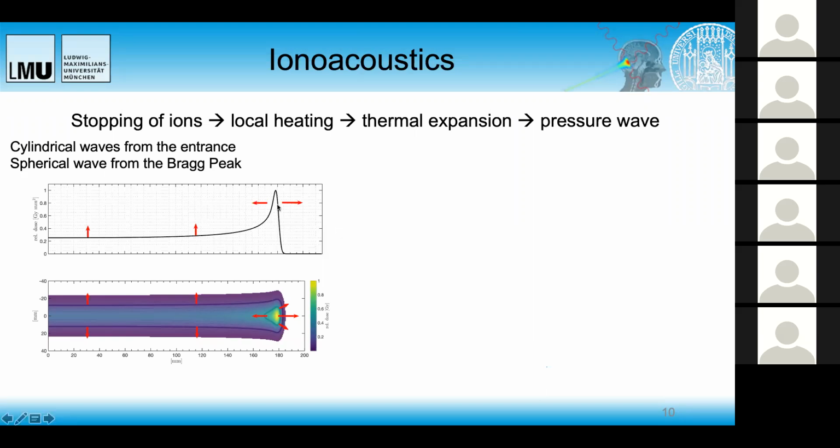And what's also important to mention is when we look now here at the Bragg peak, there are different waves being emitted. So there is also an acoustic wave, a cylindrical wave being emitted from the entrance beam channel, and there is another wave being emitted from the Bragg peak itself, which is an almost spherical wave. And we are interested, of course, then to measure the spherical wave.